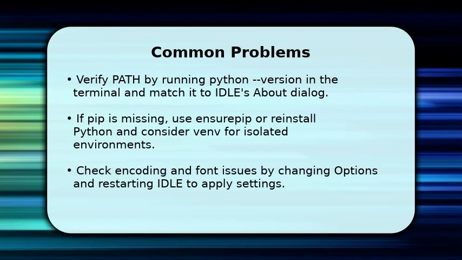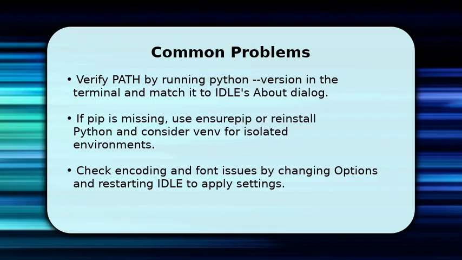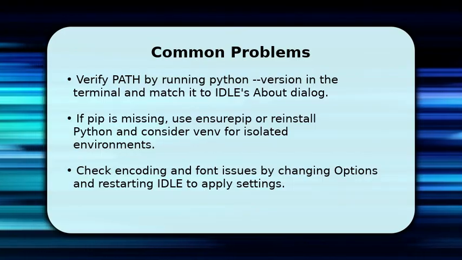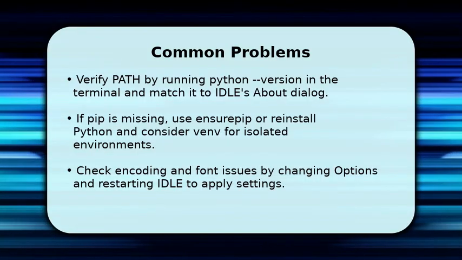Let's troubleshoot common IDLE issues like path confusion, version mismatch, and missing pip. Verify path by running python --version in your terminal and compare with the IDLE About dialog. If pip is missing, reinstall or use ensurepip and prefer virtualenv or venv for project isolation. For encoding or font problems, change the font and default encoding in options, and restart IDLE to apply changes so your development flow stays smooth and predictable.